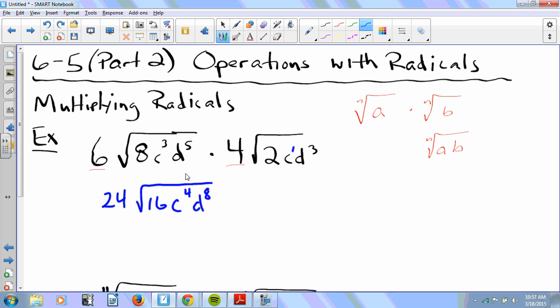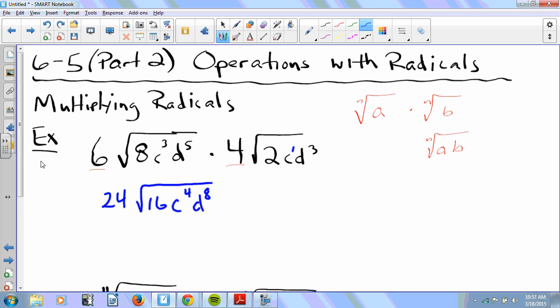So again, recap, all we simply did was multiply the stuff outside of the radical times the stuff outside, and the stuff underneath the radical times the stuff underneath. And remember, add your exponents. All these properties of exponents still apply, and they move forward from there. After you multiply, simplify.